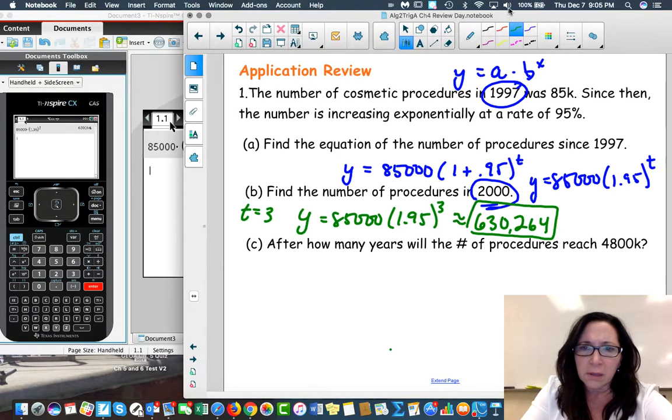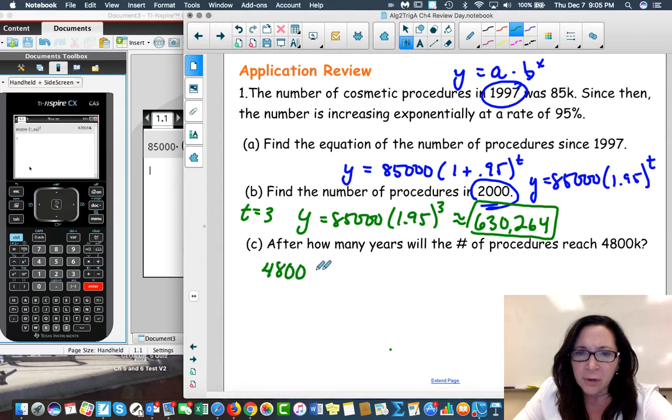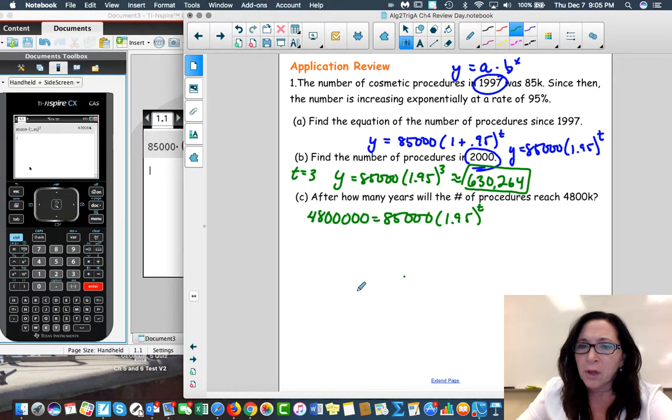The question then says, when will you get 4,800,000 procedures? So in this case, what they're looking for is 4800 with 3 zeros here, because that's 1,000, is equal to 85,000 times 1.95, and this is to the t power, because we don't know. That's the question. So the first thing you're going to do is divide, of course, by 85,000.